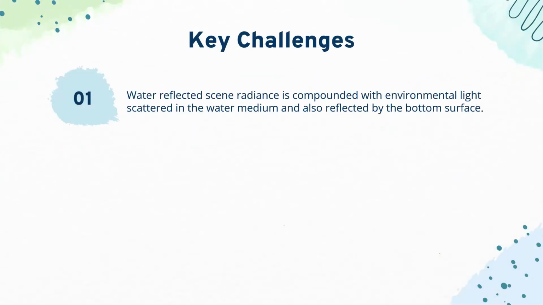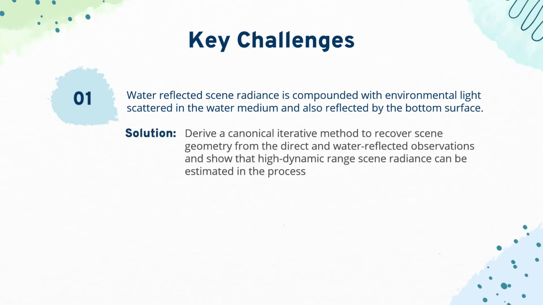However, there are a few challenges. The first challenge lies in the fact that water-reflected scene radiance is compounded with environmental light scattered in the water medium and also reflected by the bottom surface. As a solution, we derive a canonical iterative method to recover scene geometry from the direct and water-reflected observations and show that high dynamic range scene radiance can be estimated in the process.